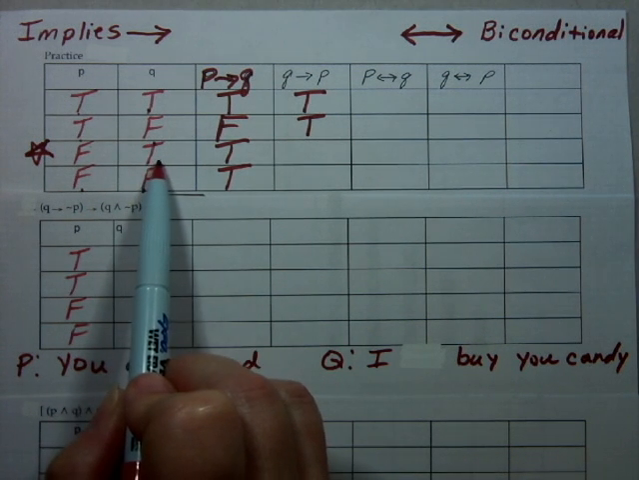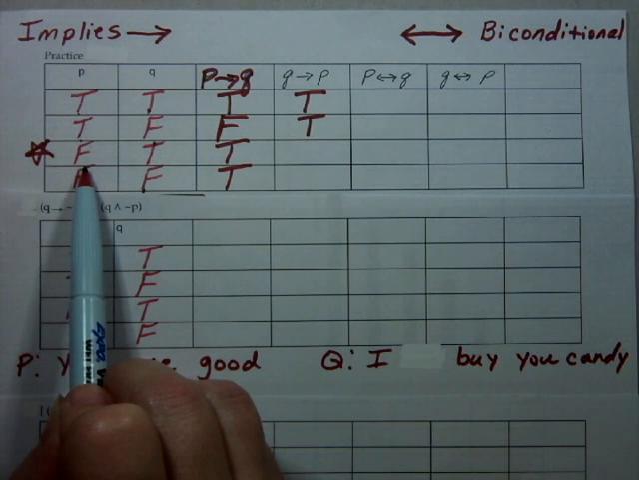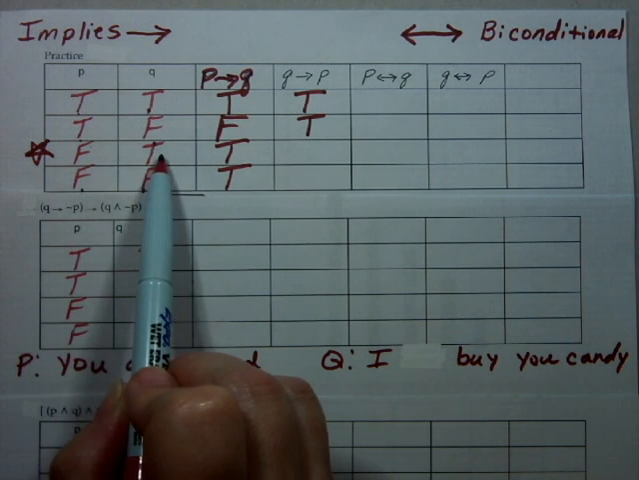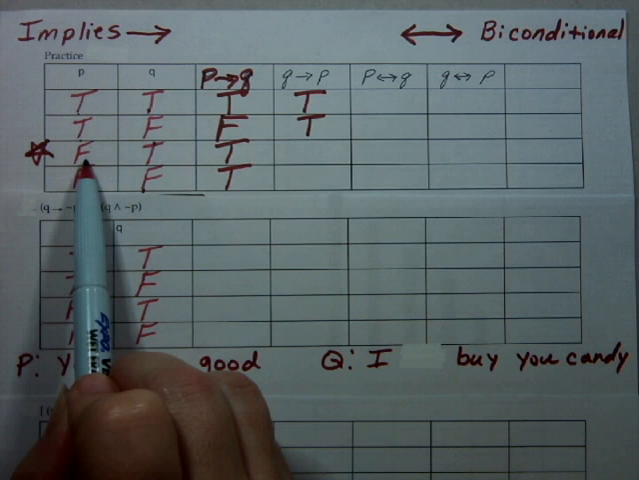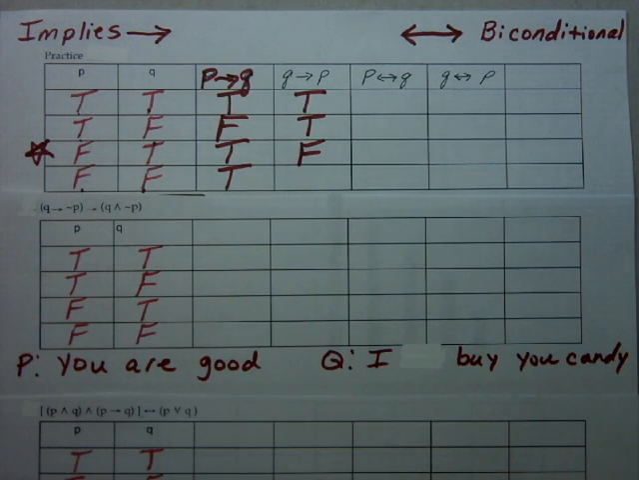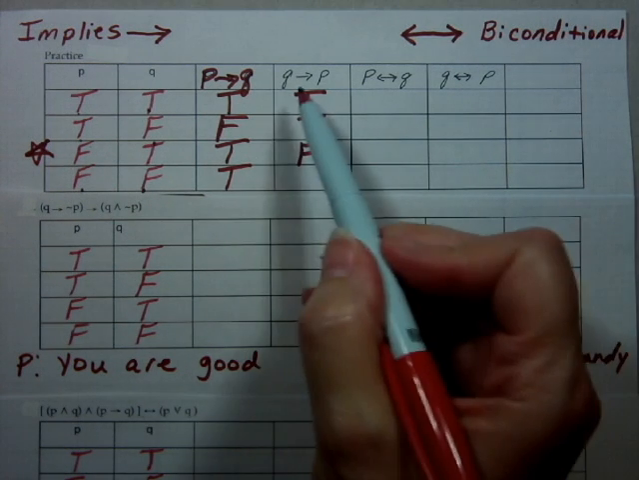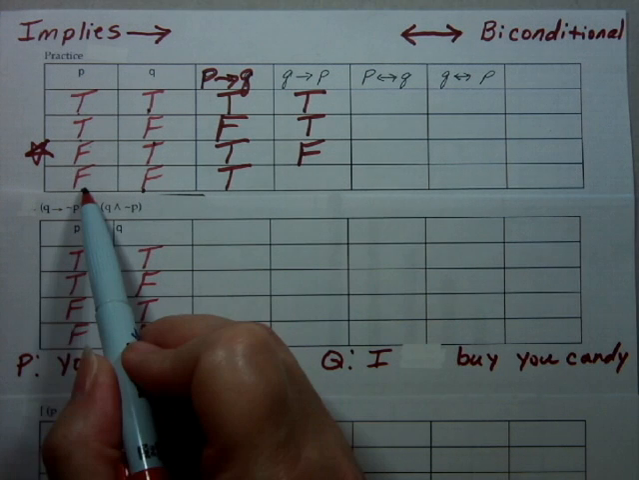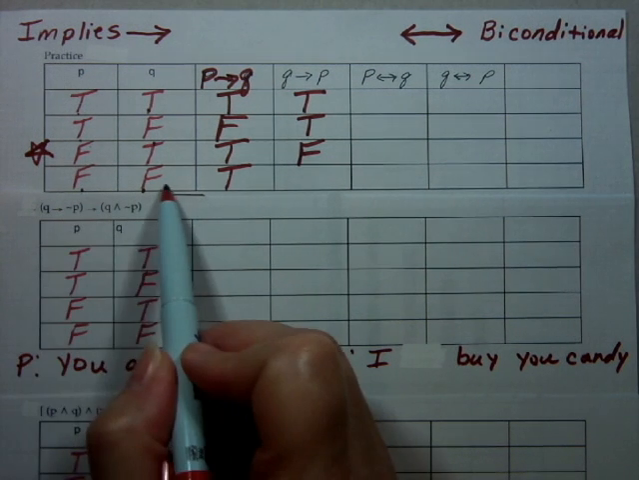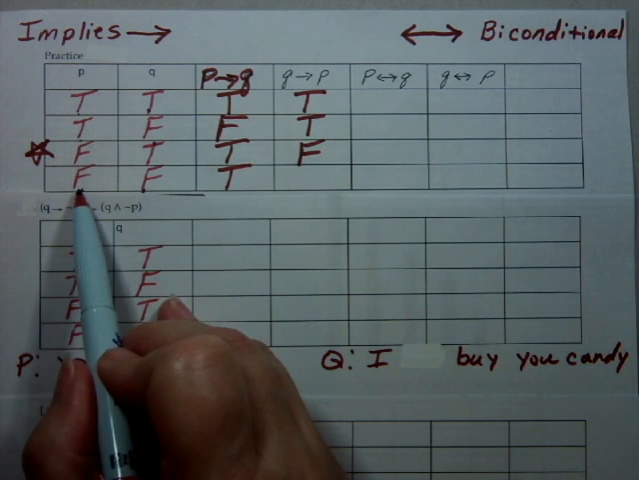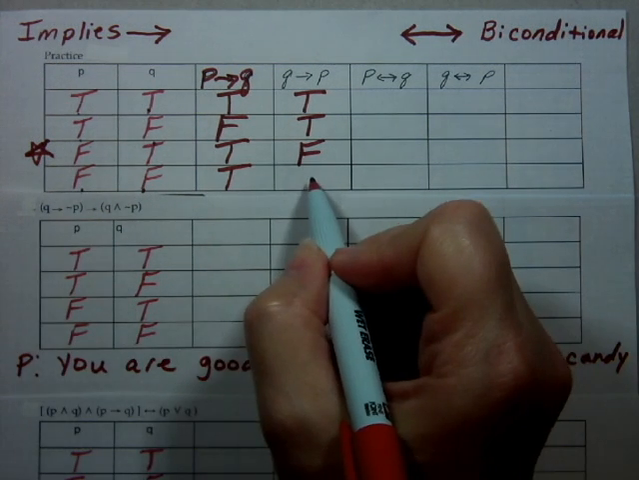Yes, I bought you candy and you were a brat. If I bought you candy and you were not good, you lied to me. You said if I bought you candy, and I did, then you would be good, and you weren't. Here, if I didn't buy you candy, then you will be good. You chose not to be good. Well, since I didn't buy you candy, it was your choice whether you wanted to be good or not. So if you were bad, you were telling me the truth.